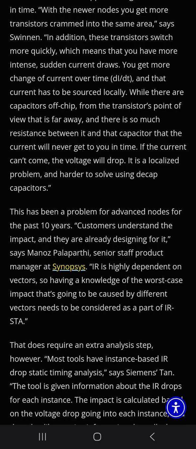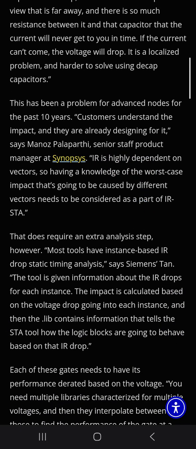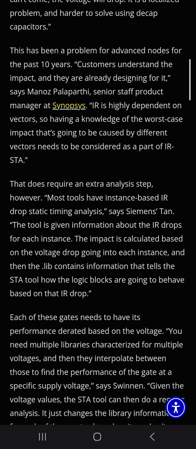Customers understand the impact, but they are already designing for it, said Manoj Palaparthi, senior staff product manager at Synopsys. IR is highly dependent on the vectors. So having knowledge of the impact that is going to be caused by different factors needs to be considered as part of the IR STA. It does require an extra analysis step.